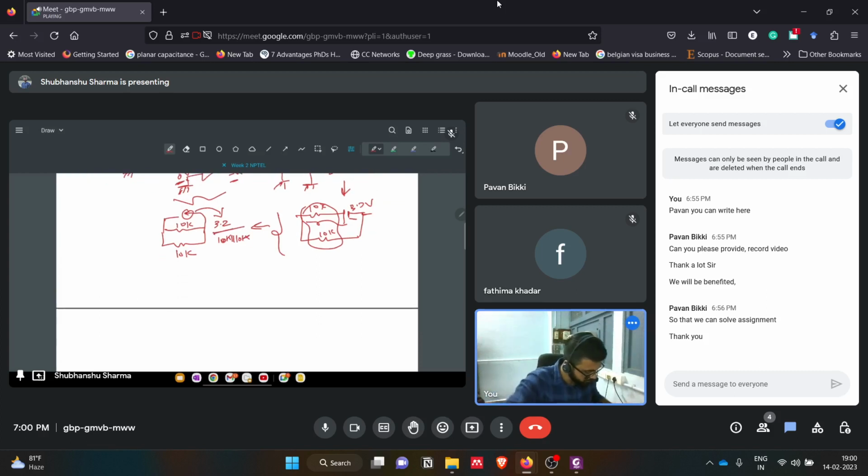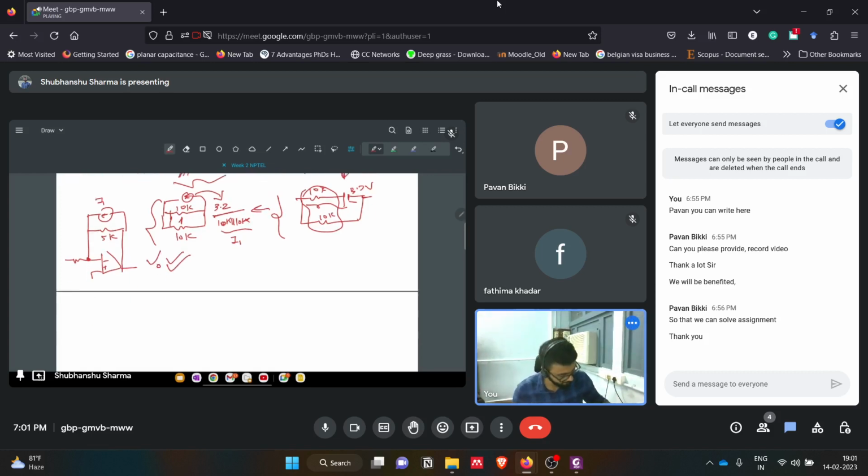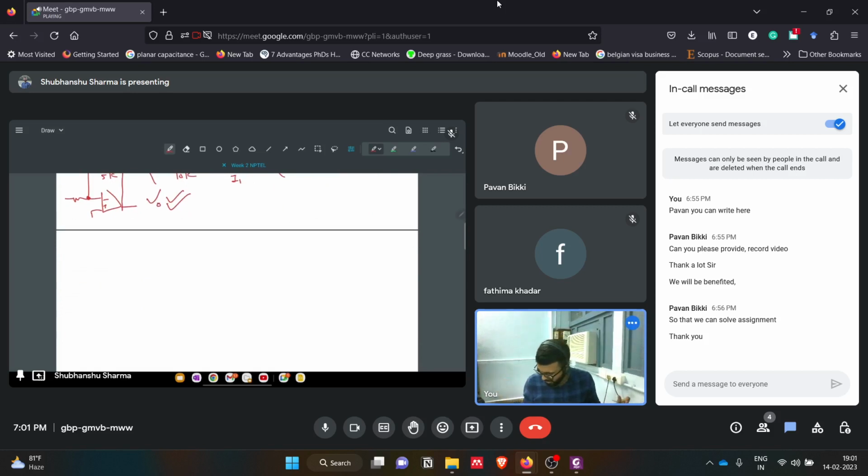10k parallel to 10k gives 5k. So this will be a simple 5k resistor in parallel with a current source of this value, let's say I1. You can simply use this circuit with whatever input and output were there, use KCL or KVL here and you can get the output. This is simple.